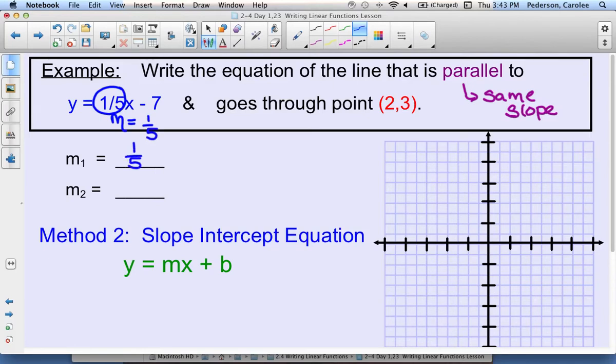For it to be parallel, since we just talked about same slope, the new equation must also have a slope of 1/5. And we want this new line to go through the point (2, 3). So the point is going to be (2, 3). So we'll call this x and y.